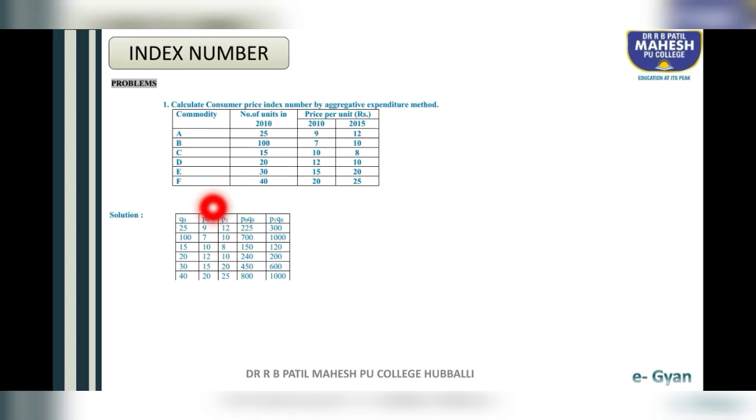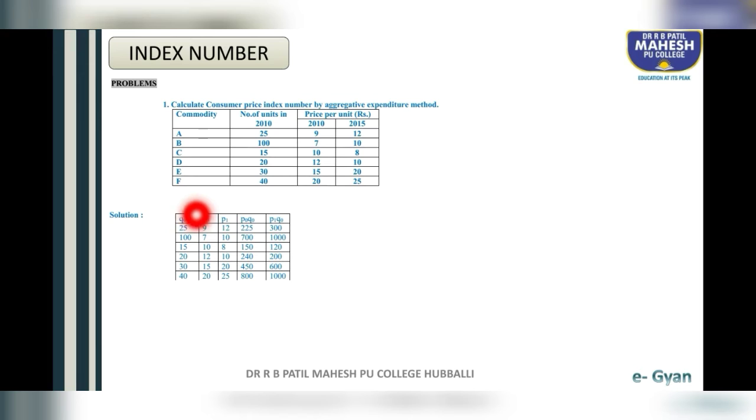So 225, 700, 10 into 15 is 150, 12 into 20 is 240, 15 into 30 is 450, and 20 into 40 is 800. So now you have to find P1 into Q0. So multiply P1 into Q0. P1 is 12, Q0 is 25. So 12 into 25 is 300.